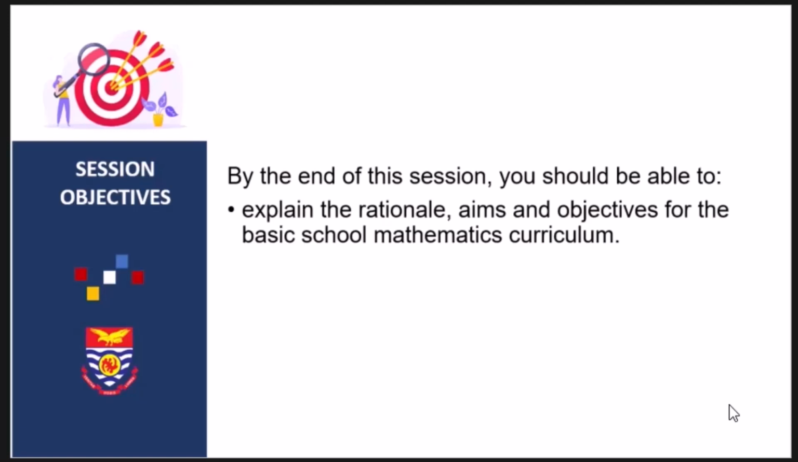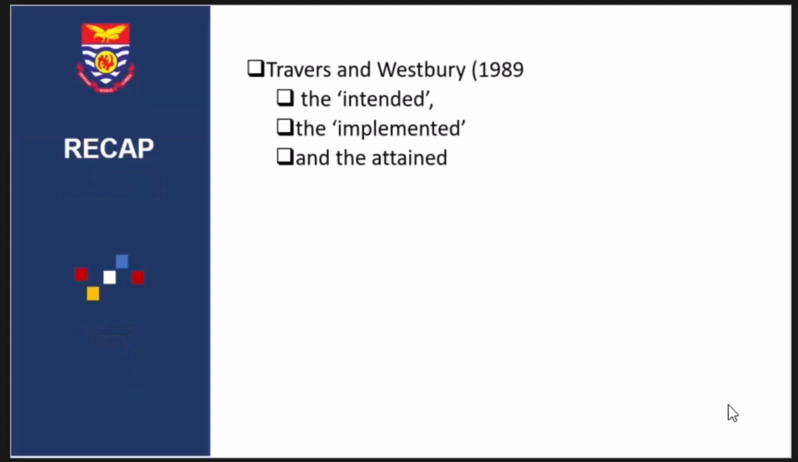school mathematics curriculum. In our previous session, we talked about Travers and Westbury's classification of curriculum, and they talked about the intended curriculum, what is set at the national level, the implemented, what has been taught by the teacher, and the attained, what actually is attained by the student or learned by the student.